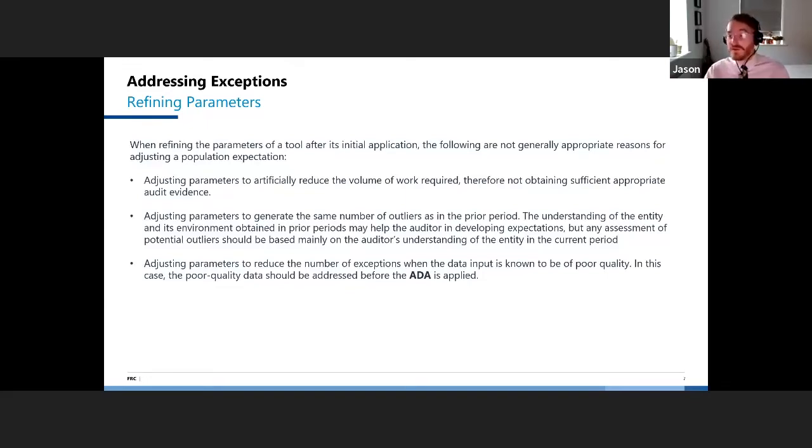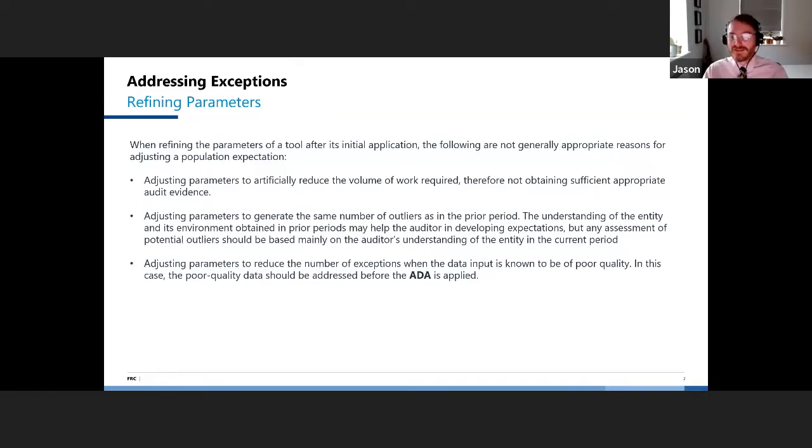The first most obvious one we laid out there is it's not appropriate to adjust parameters to artificially reduce the volume of work required, because in that instance, it's going to lead to auditors not obtaining sufficient and appropriate audit evidence. The key place we've seen that is where people didn't necessarily have the resource available in the audit that they thought they might have. And so what they've really done when they've got a lot of exceptions is said, we don't have time to deal with this, let's get the volume down. And that's not going to be something that we think is reasonable as an approach.